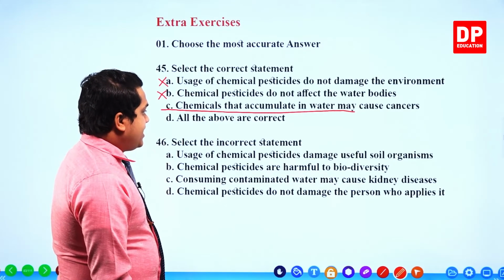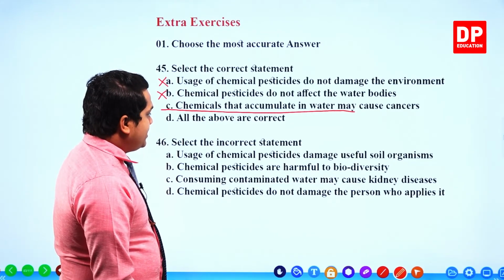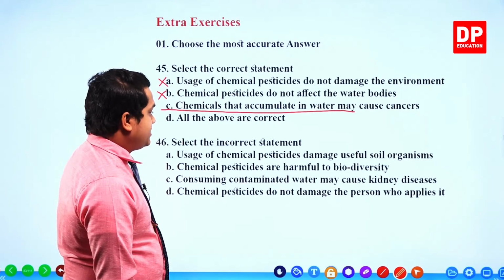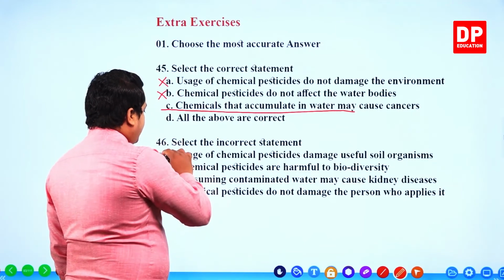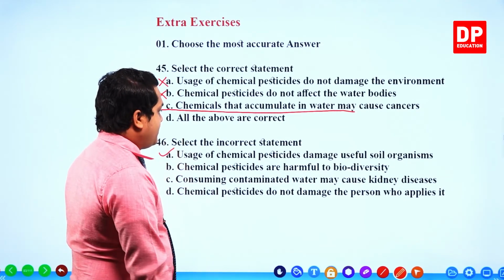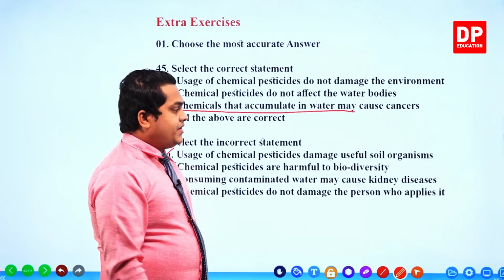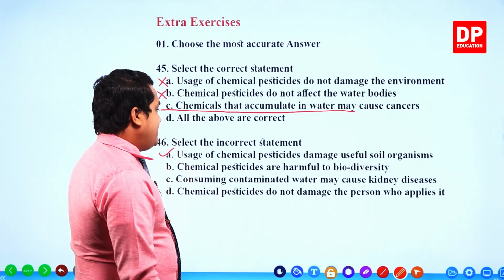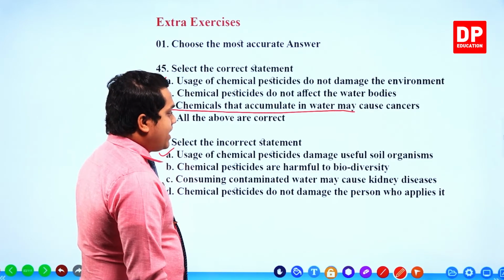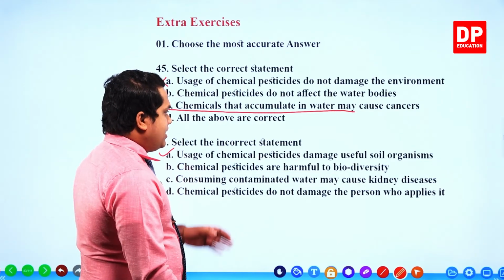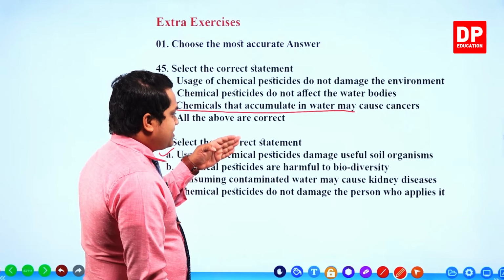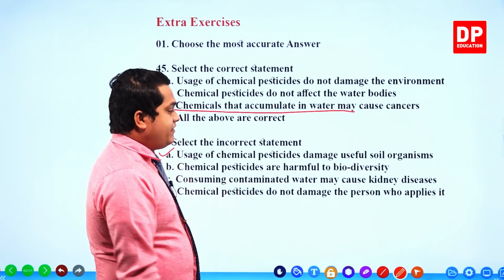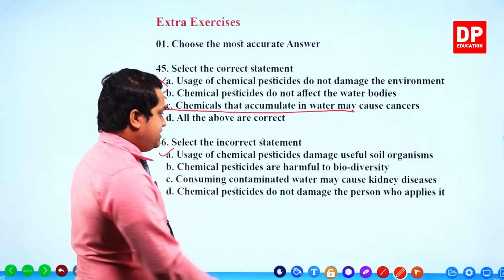Select the incorrect statement. Usage of chemical pesticides damage useful soil organisms. That is correct. Earlier I told you that usage of chemical pesticides is going to damage the soil organisms who are useful to us. Chemical pesticides are harmful to biodiversity. Absolutely correct. Because you know that chemical pesticides are going to kill useful organisms as well. So therefore, they are very harmful to biodiversity. It is correct.